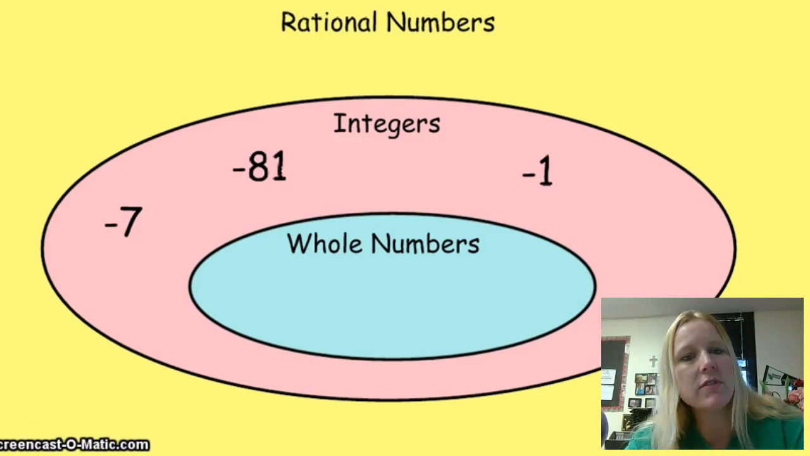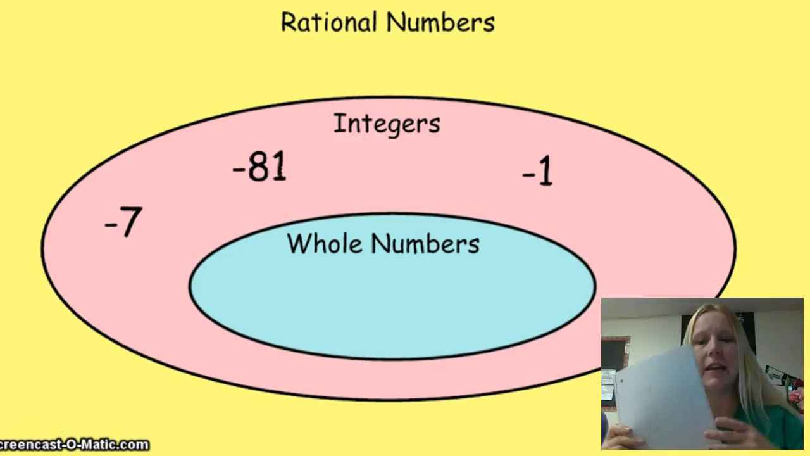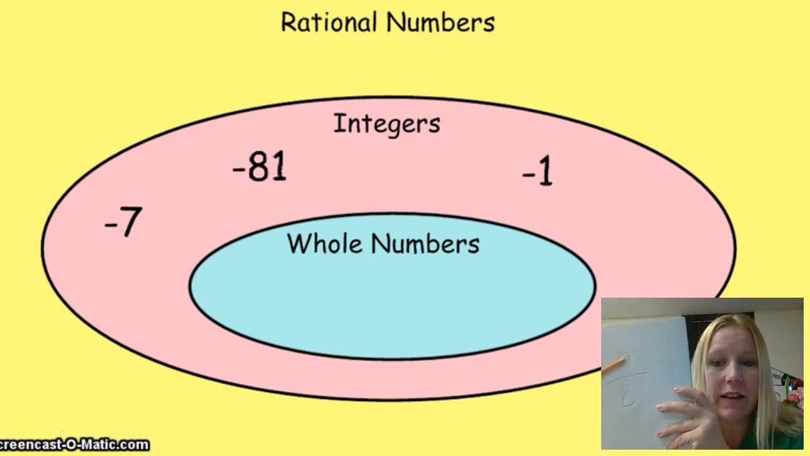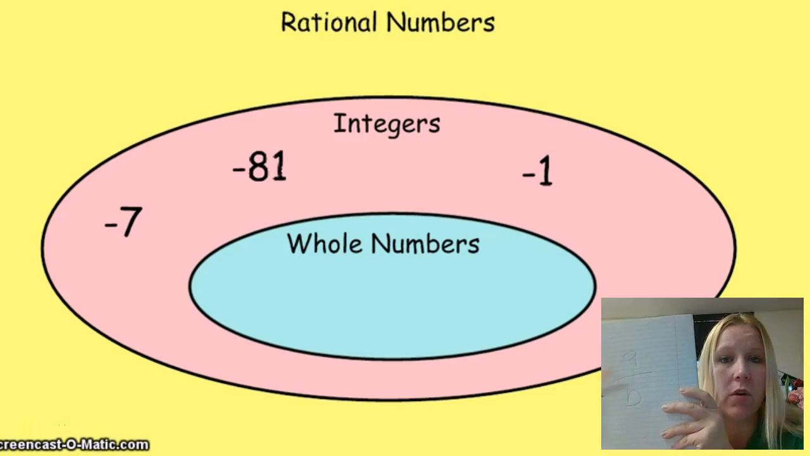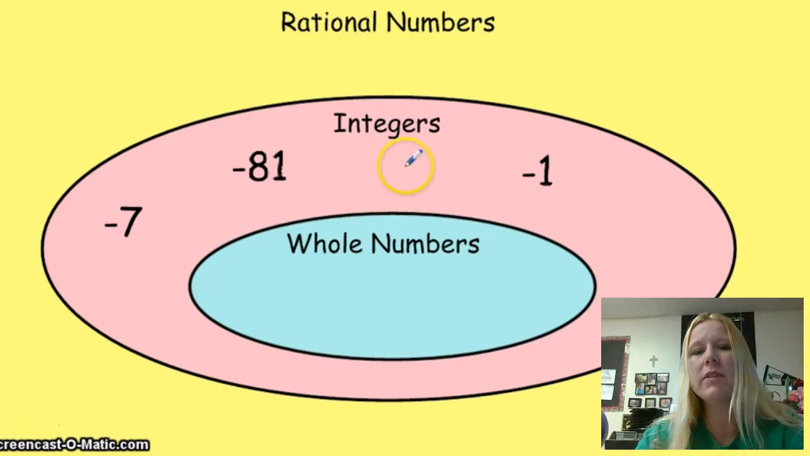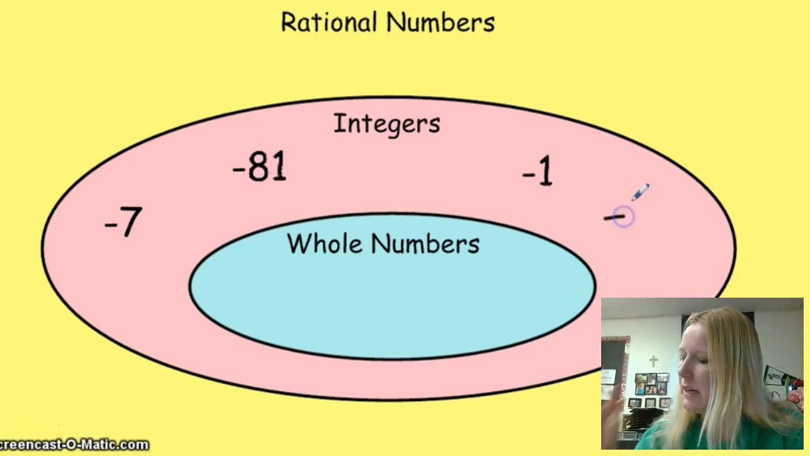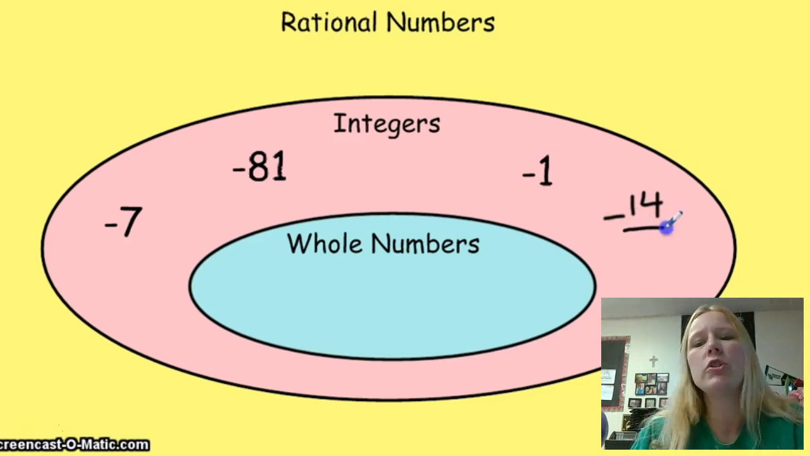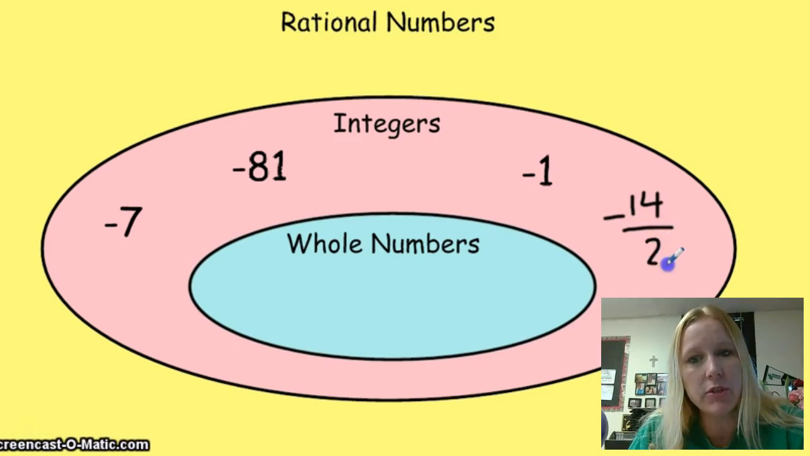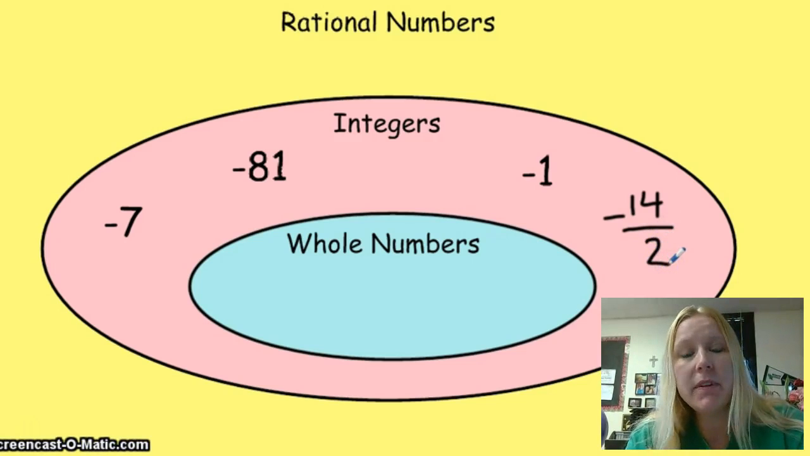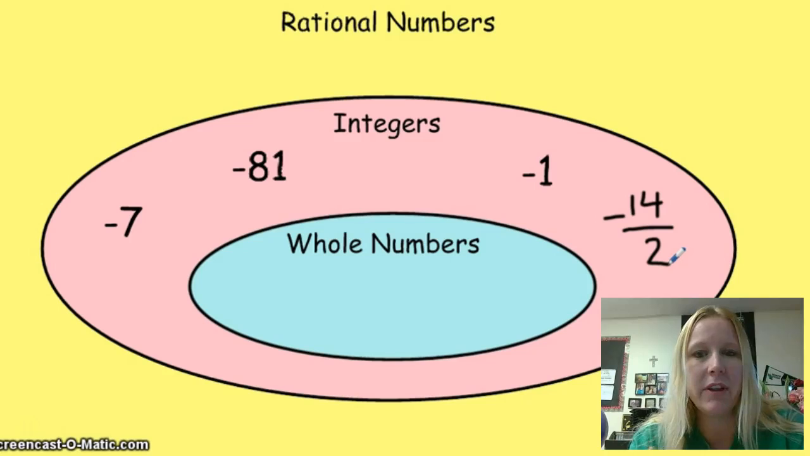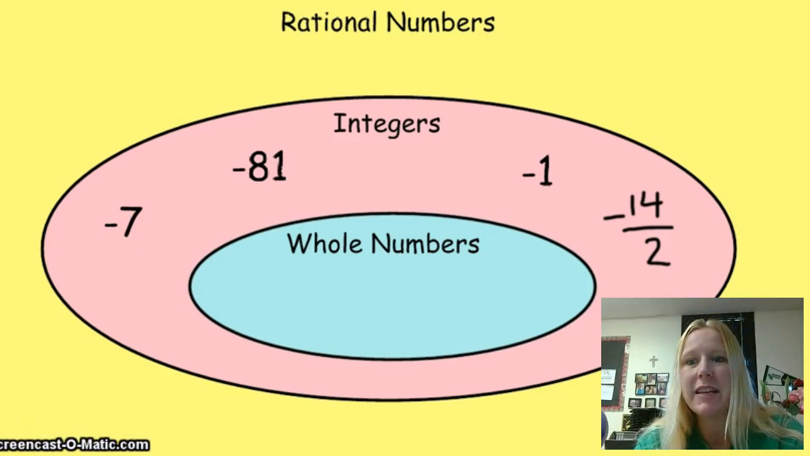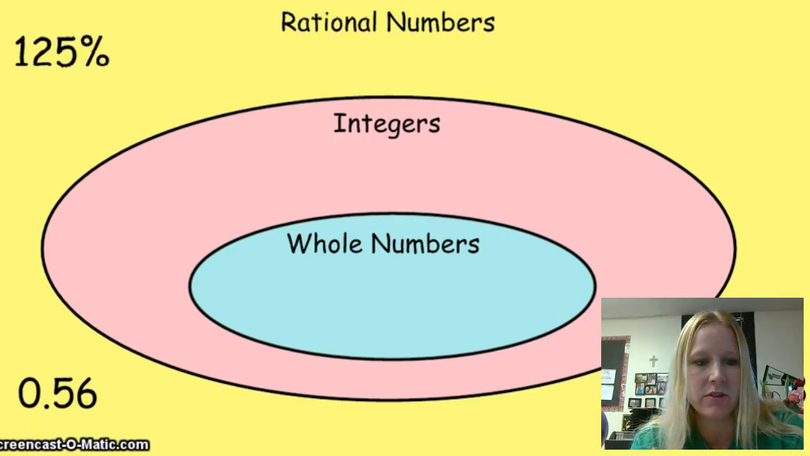Next, your integers, -7, -81. These, again, can be written in form a/b if you just put -81 over 1, -7 over 1. So they are rational, but they're also integers. Here's an example of that. Let's do -14 over 2. If you do -14 over 2, that can be simplified to just -7 like we have on the other side, which makes it an integer. But it's also a rational because it can be written in form a/b, a fraction.